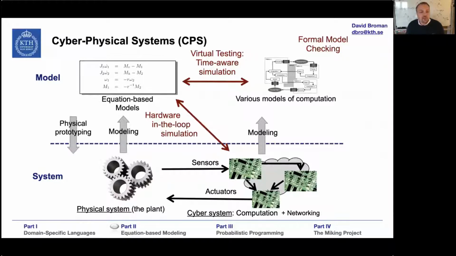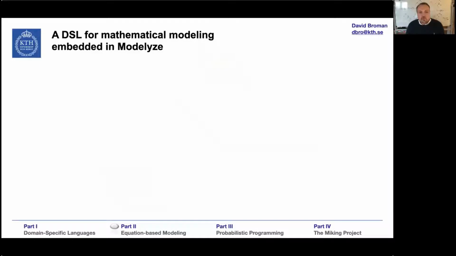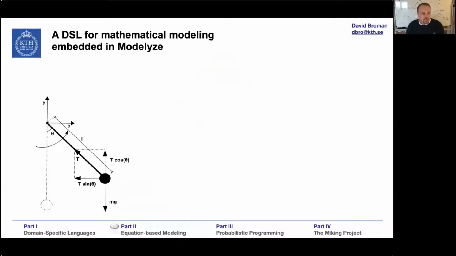Okay, so these are some parts of looking at models on cyber-physical systems. And if you go in the other direction, you, of course, create physical prototypes, and then you do implementation. And the last part there, you can talk about synthesizing from models down to the real system. But let's focus on the equation-based modeling part for now.